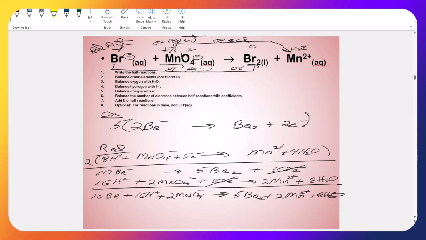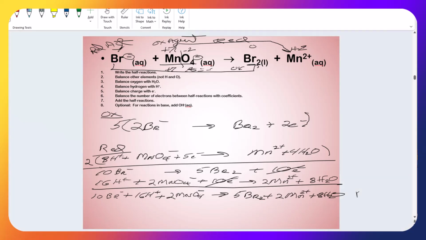Let's just double check. 10 bromines, 5 times 2 is 10 bromines. 2 manganese, 2 manganese. 2 times 4, that is 8 oxygens, 8 times 1 is 8 oxygens. 8 times 2 is 16 hydrogens, 16 hydrogens. Charge: 2 times 2 is 4 plus on the product side. I have 2 negatives plus 10 negatives. That's 12 negatives plus 16 positives, which gives me a 4 plus on the reactant side.